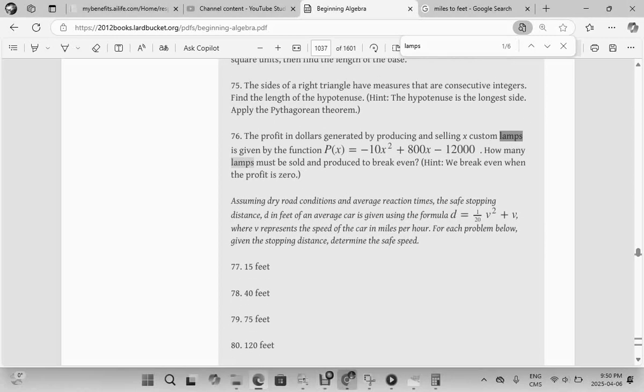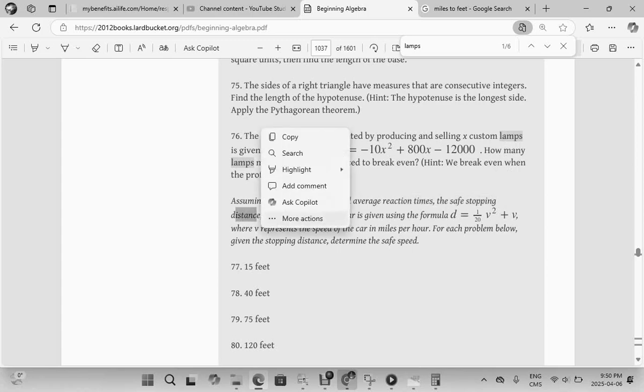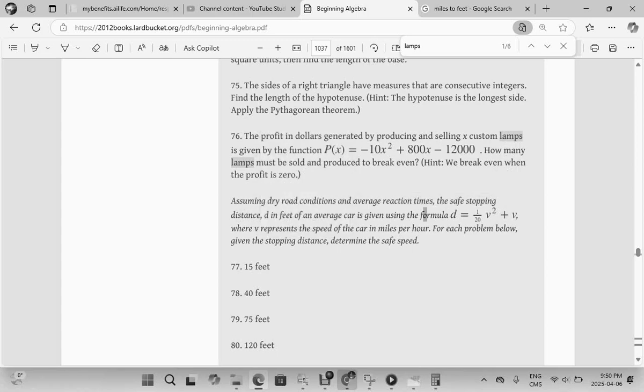All right, so next up, assuming dry road conditions and average reaction times, the safe stopping distance, d in feet, of an average car is given by the formula d equals 1/20 v squared plus v, where v represents the speed of the car in miles per hour. For each problem below, given the stopping distance, figure out the safe speed. You have 15 feet and 40 feet.